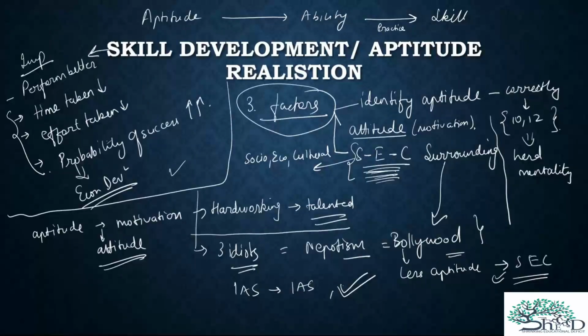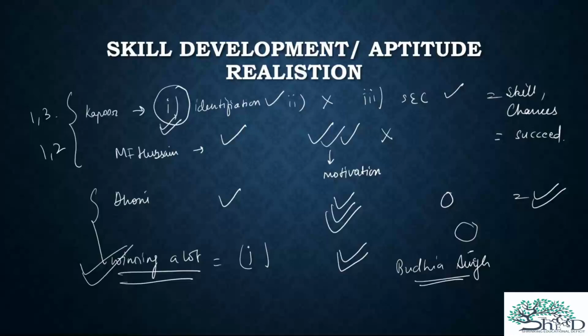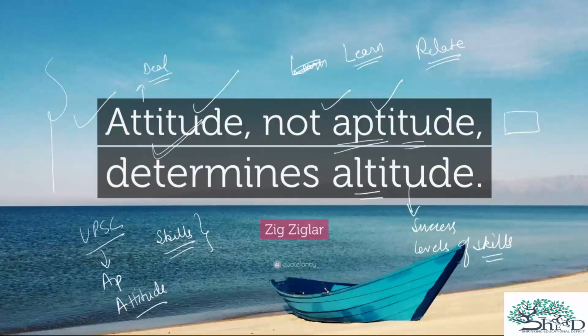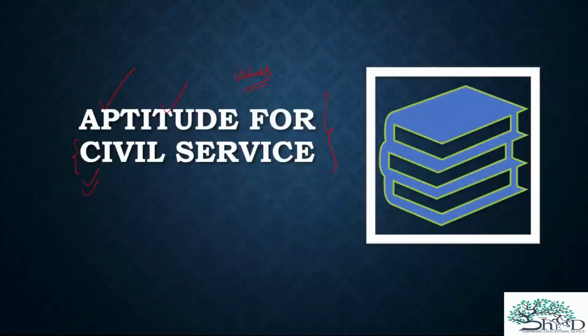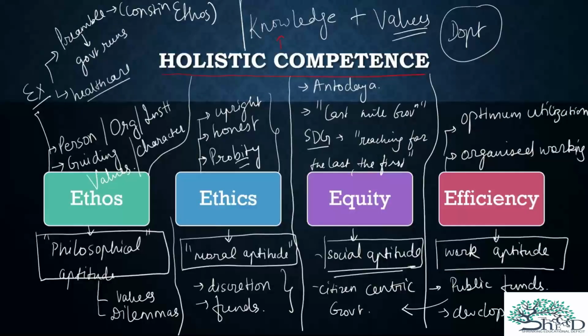So we saw aptitude, we saw the four parts of holistic development. Then aptitude realization. There is a life cycle of aptitude, ability and skill. So how do we develop it? We saw it. Then we saw that attitude and not aptitude actually determines your altitude. Then we saw the difference between these two. Then we saw aptitude for civil services. We will see the values in the next class.